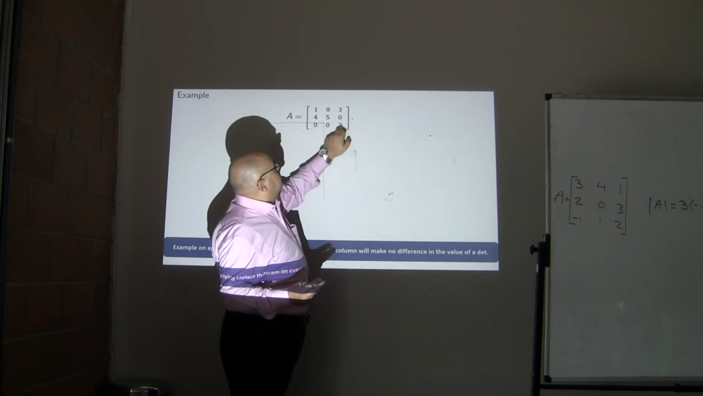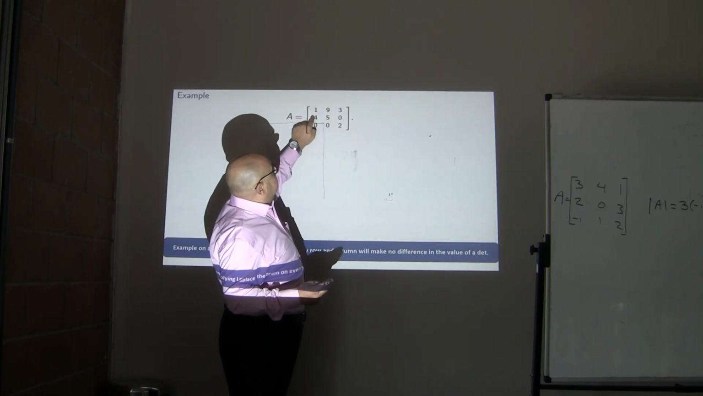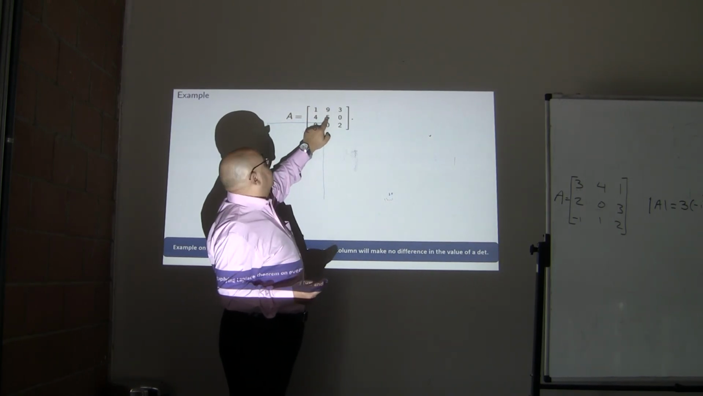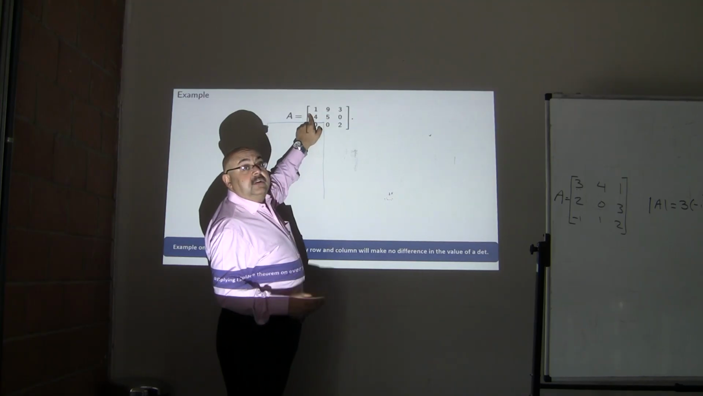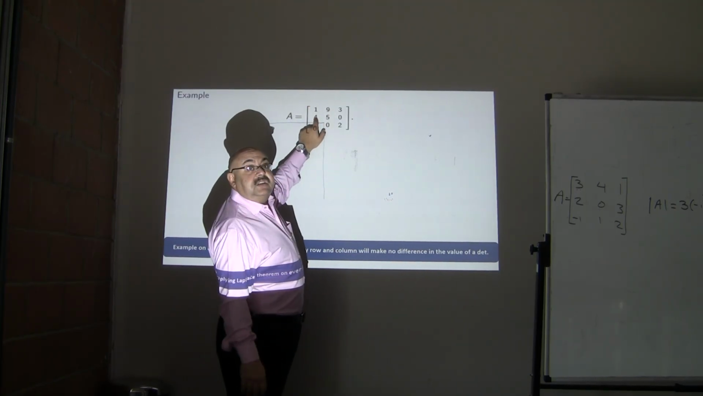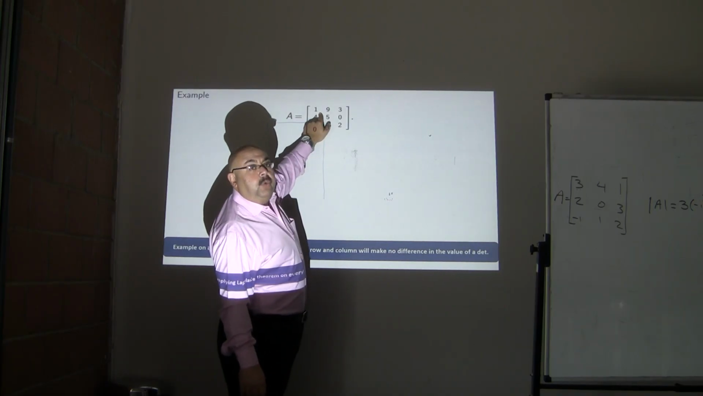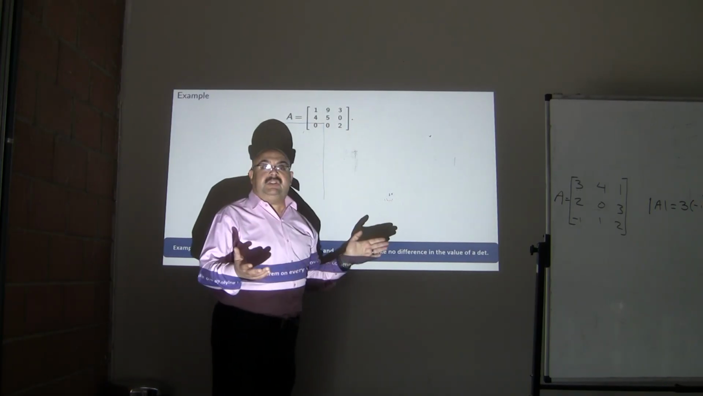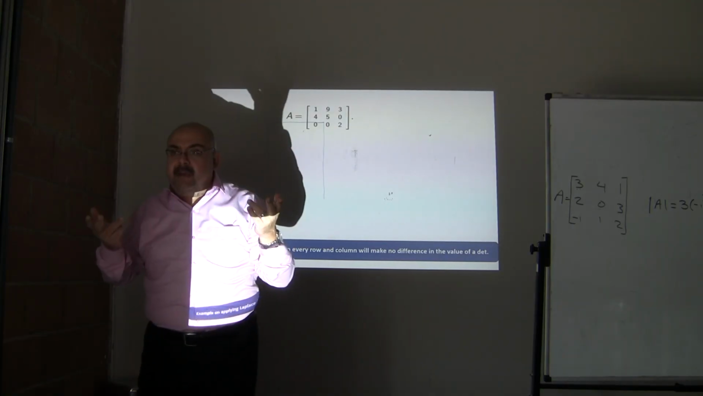Eliminate the row and column. You will be left with 1, 9, 4 and 5. How can I calculate the value of this determinant? 1 times 5 is going to be 5, minus 36, which is going to be negative 31. Times 2, it's negative 62. I can evaluate it by my mind.